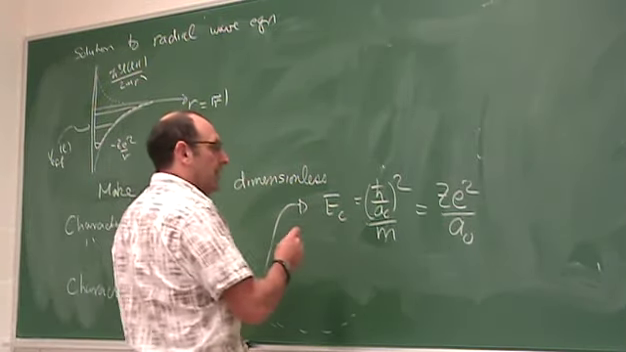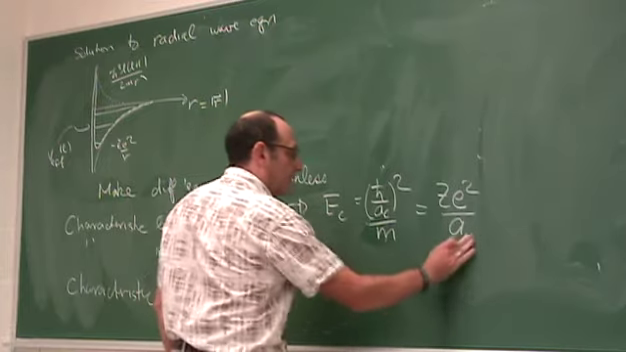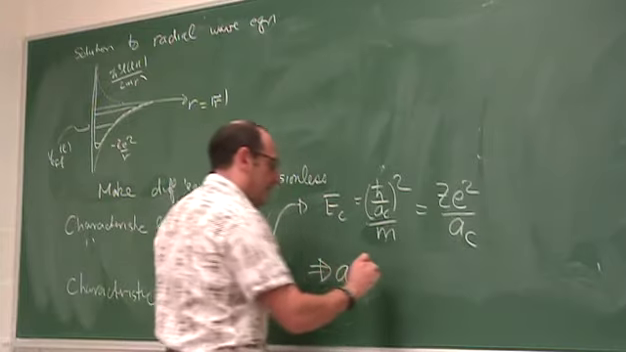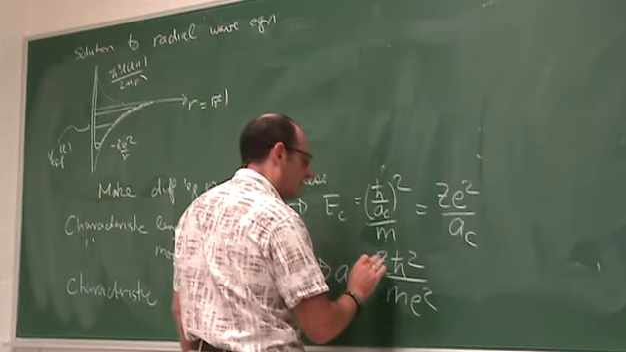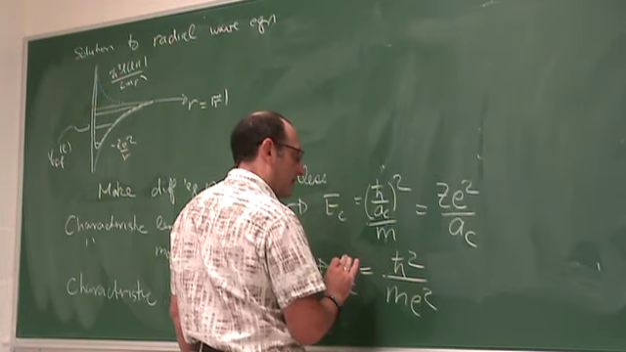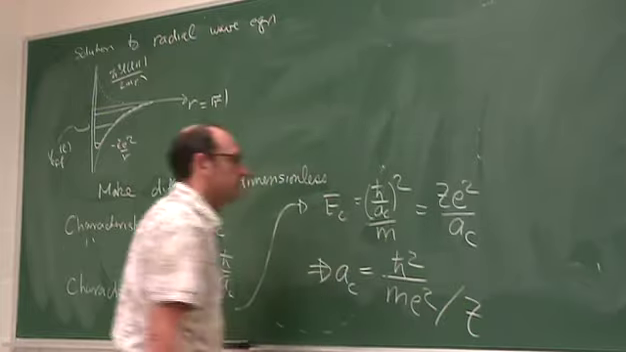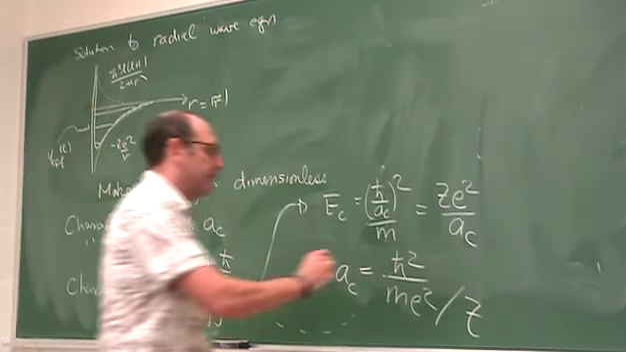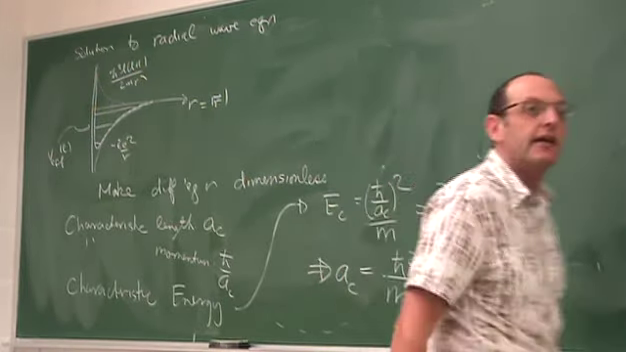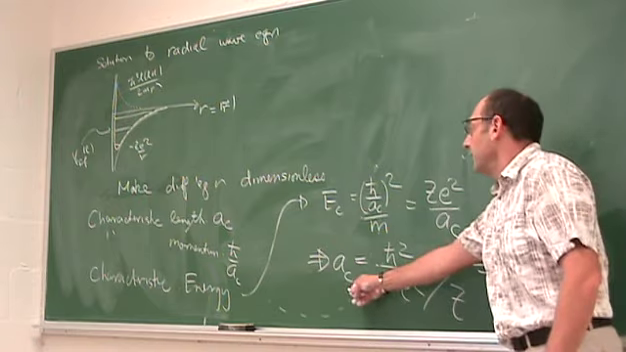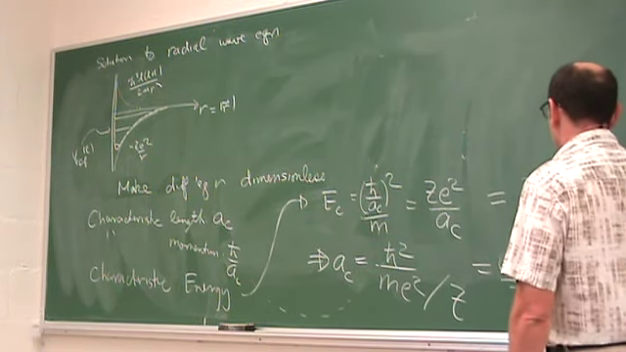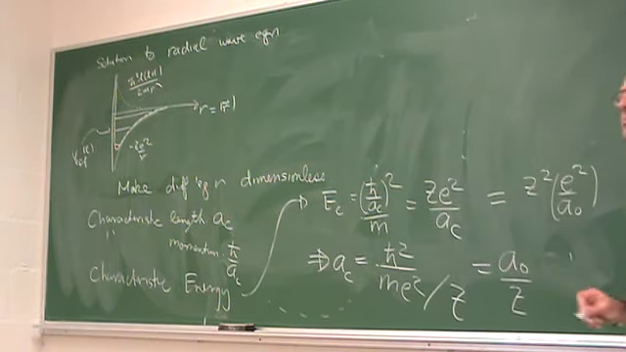So from this, we see that the characteristic length is h bar squared over m e squared times z. No, is that right? Over z. Okay, so this is equal to the Bohr radius divided by the atomic number. So the bigger the atomic number, the smaller the characteristic length, which scales like 1 over z. The characteristic energy therefore scales like z squared times the Hartree. Okay, so that's one thing we learned from this.